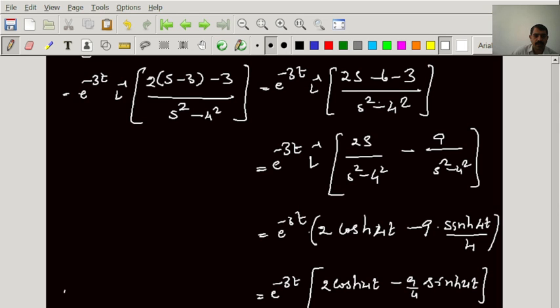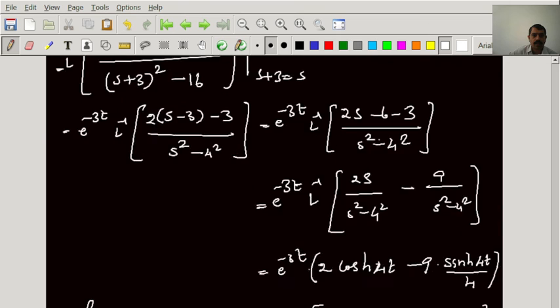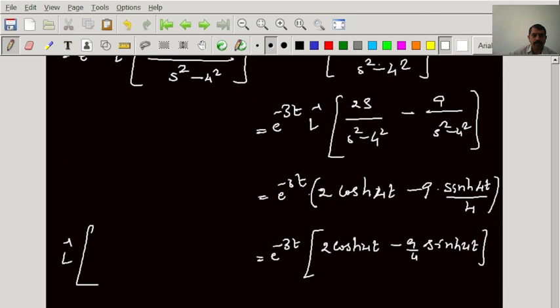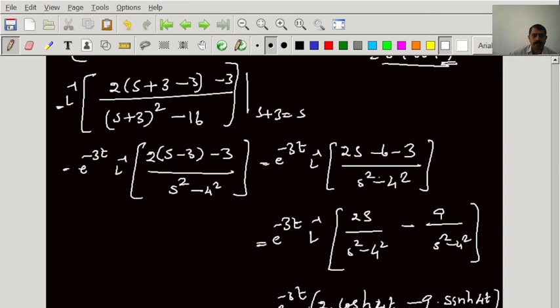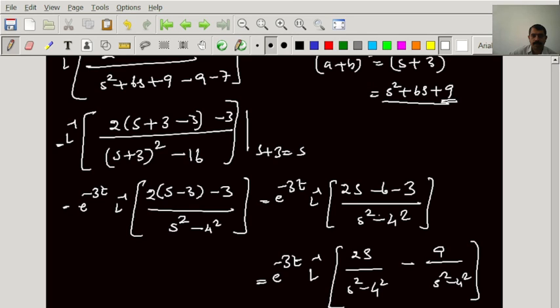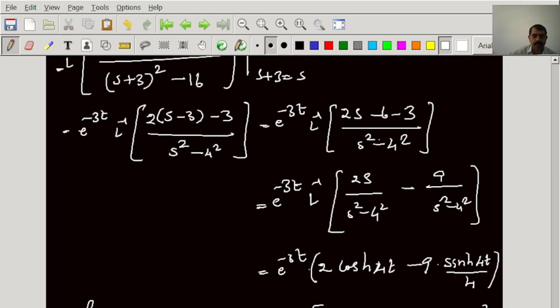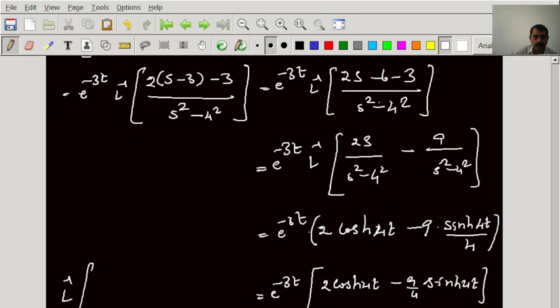So this is the answer for 2s minus 3 dividing by s square plus 6s minus 7.